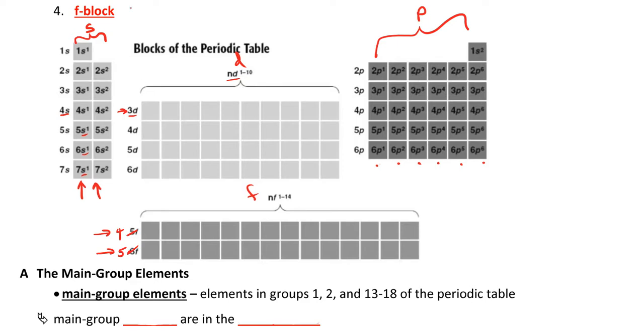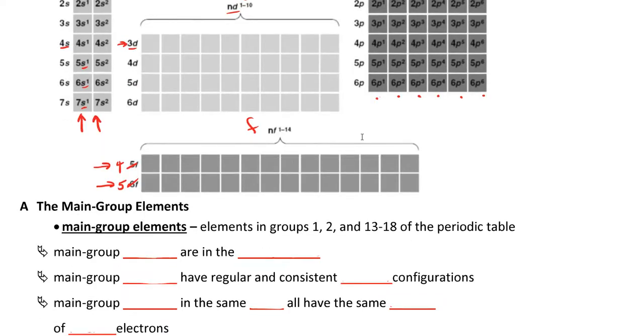All right. Now, that's one way that we can look at the periodic table as it's broken down into different blocks relating to electron configuration. Now, we're also going to take a look at some other ways of grouping or looking at elements within the periodic table. And the first thing we'll take a look at are the main group elements. So main group elements are elements that are in groups 1, 2, and 13 through 18 of the periodic table. So main group elements are in the S and P blocks, in other words.